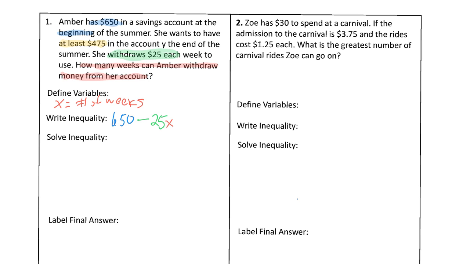Now she has at least, which is a greater than or equal to symbol, $475. I forgot what number it was, sorry. At least $475 in her account. Okay, so that's kind of how we do it. We read it out again and again until it makes sense. Okay, so now you're going to want to solve. So pause the video, solve your inequality, label your final answer.